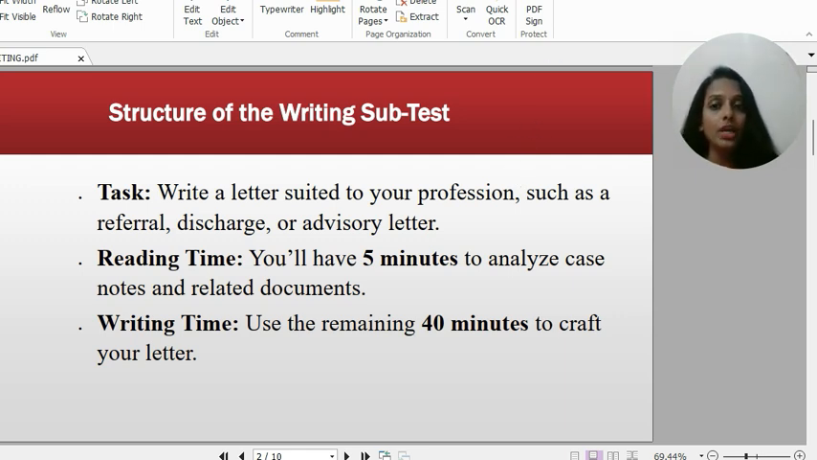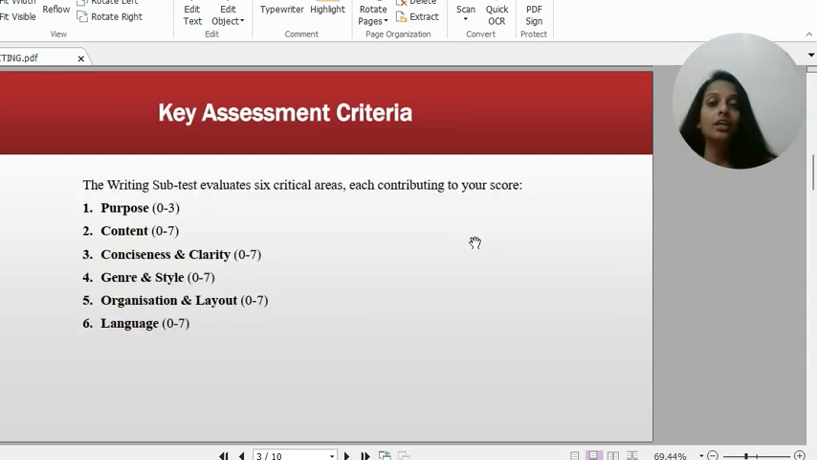The key assessment criteria for this writing section are six critical areas, each contributing to your scores. When it comes to purpose, you will have a 0 to 3 score range, and for content, you will have 0 to 7 score range. For conciseness and clarity, it's 0 to 7, genre and style 0 to 7, organization and layout 0 to 7, and for language 0 to 7.